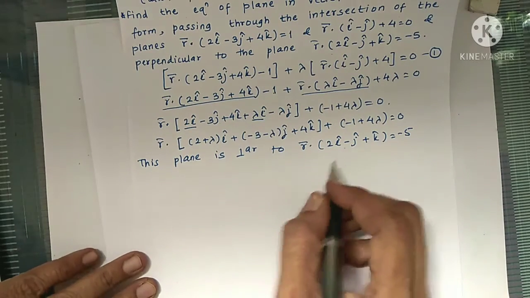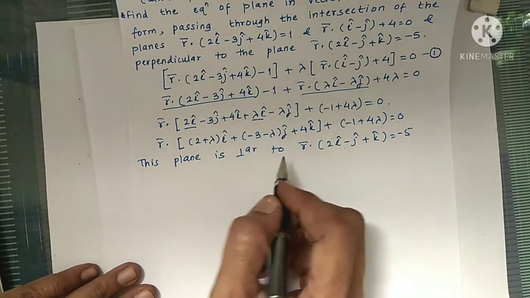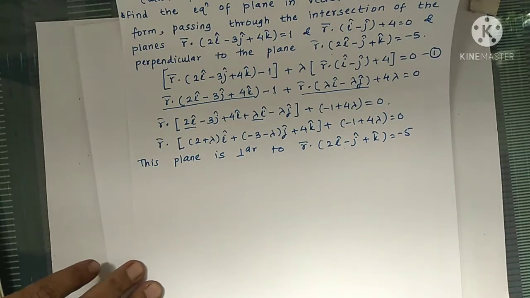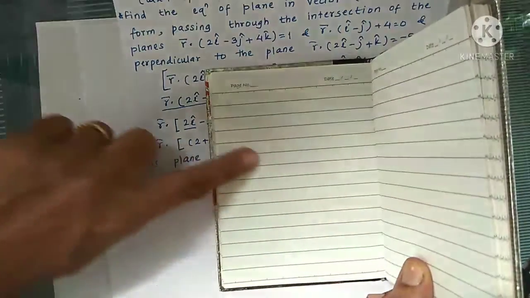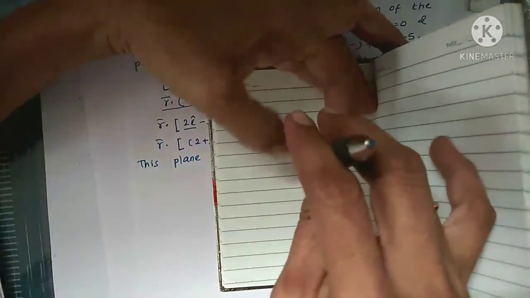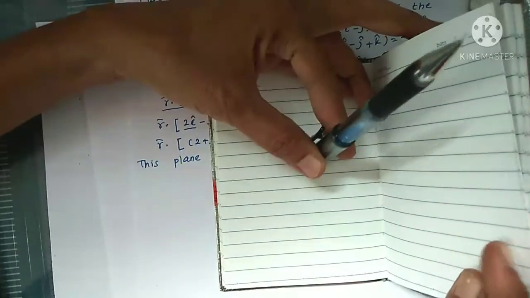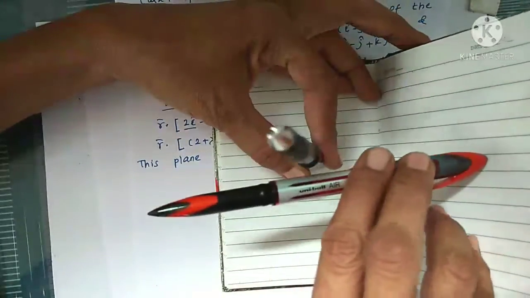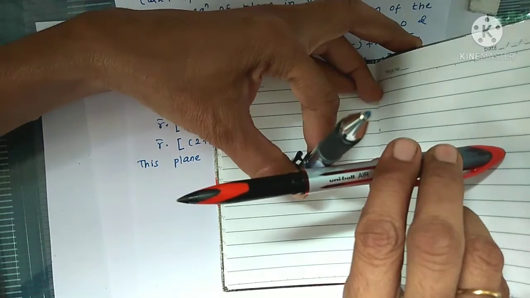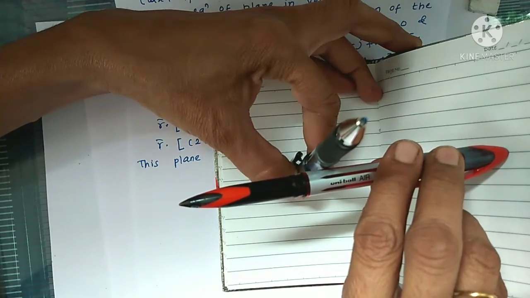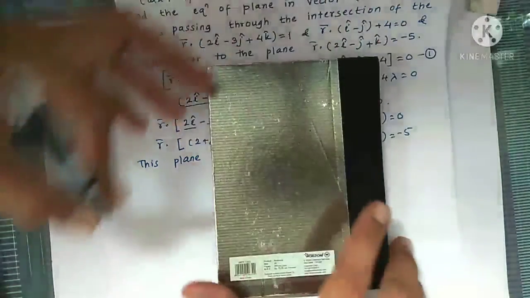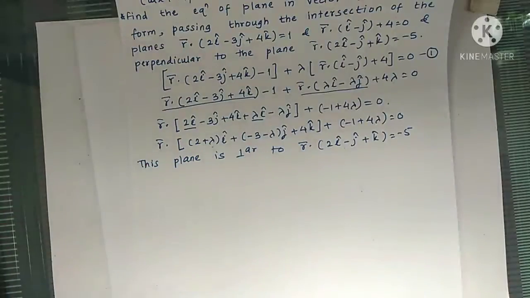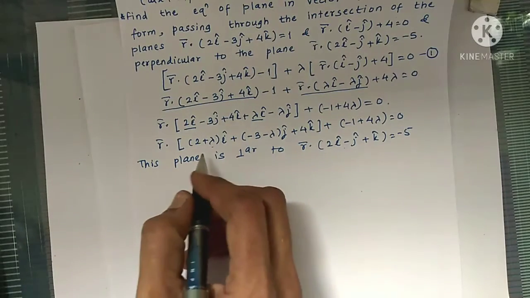Now as these two planes are perpendicular, see here, if we have two planes perpendicular, for example, this is one plane and this is another plane, then this is normal to the first plane and this is normal to the second plane. We can see that these two normals are perpendicular to each other. Perpendicular means their dot product is 0. So let's write the dot product of these two normals, and using that we can find the value of lambda.